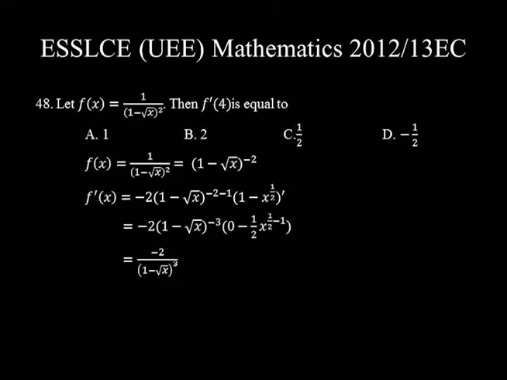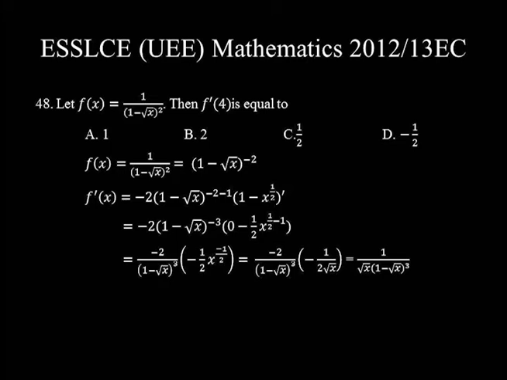negative 1 over 2 minus 1 means negative 1 over 2, x the power of 1 over 2 minus 1 is negative 1 over 2, which is equal to negative 2 divided by 1 minus the square root of x the power of 3 times negative 1 over 2 root x. 2 cross out by 2, so we are left with negative 1 times negative 1 at the numerator, which is equal to 1 divided by square root of x times 1 minus the square root of x to the power of 3.